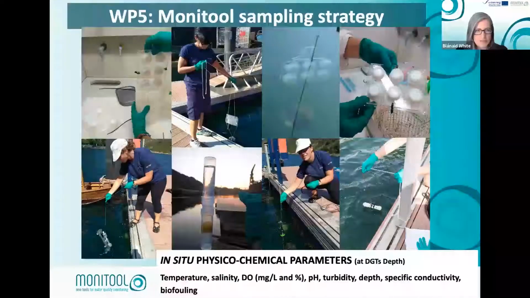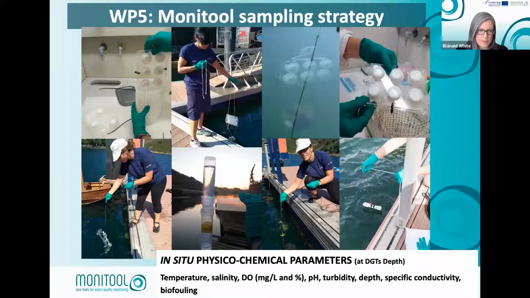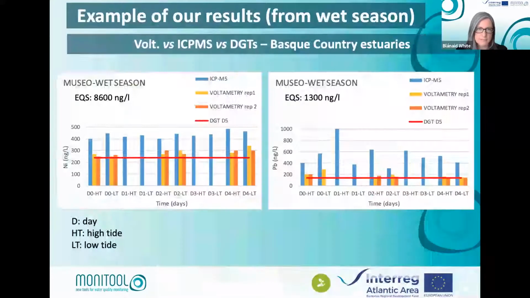In addition to deploying the DGTs, we did carry out a number of in situ analyses at DGT depth. So we recorded temperature, salinity, dissolved oxygen, pH, turbidity, depth, conductivity, and analysed biofouling. And Germán is going to talk to us later this morning about the results of those analyses with respect to the metal concentrations that we had recorded.